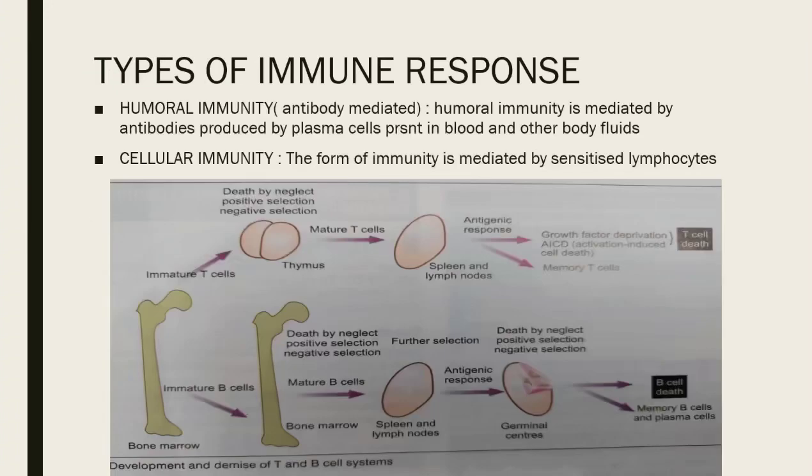Now, types of immune response. So there are mainly three types of immune response: humoral immunity, cellular immunity, and hematopoiesis. So let us discuss one by one in detail. So firstly, humoral immunity. It could also be said as antibody mediated. So it is immunity mediated by antibodies and produced by plasma cells present in blood and other fluids.